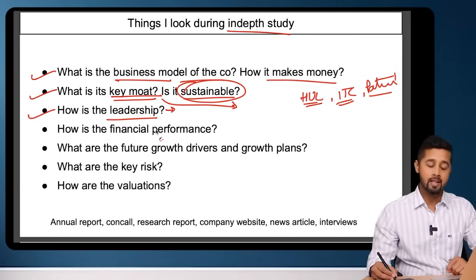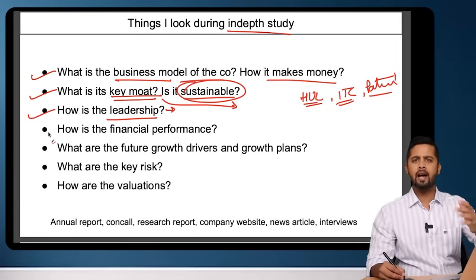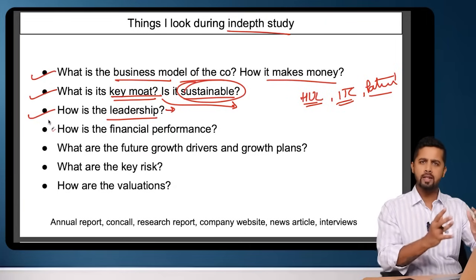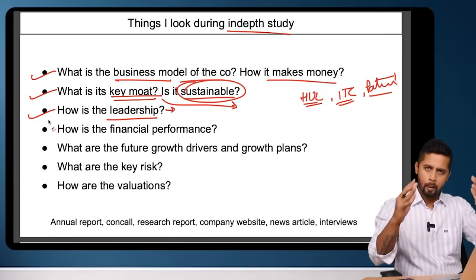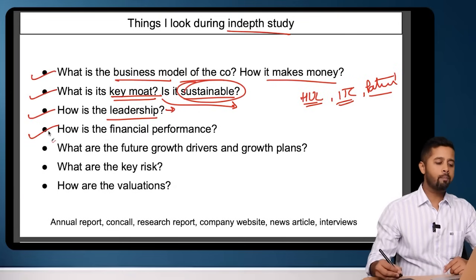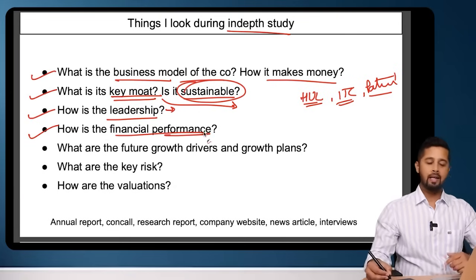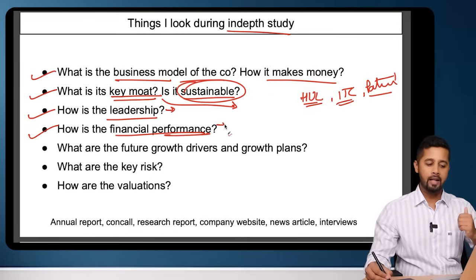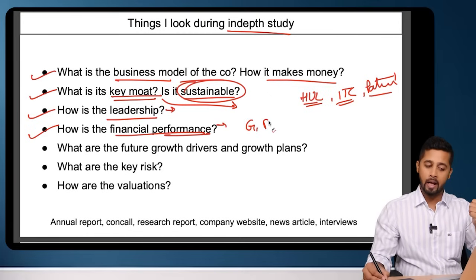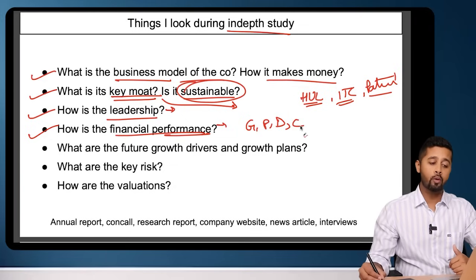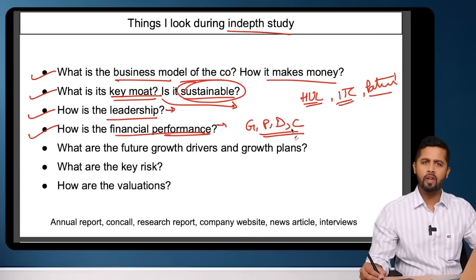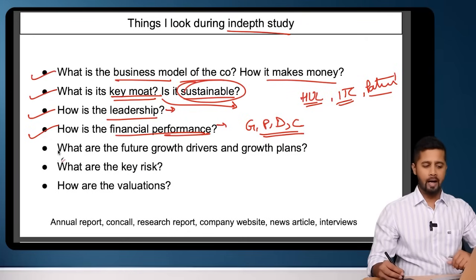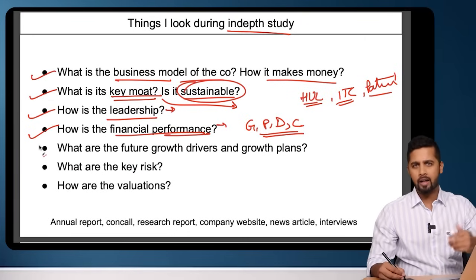So, corporate governance is very, very important. I try to understand all of this by understanding the background of the leader, the board of directors, and all of that. Then an important parameter is financial performance. As discussed before, I look at the growth, the profitability, I try to understand the debt, the leverage structure, and the cash flow. So these are some of the important things that I look at in financial performance, apart from the key ratios.